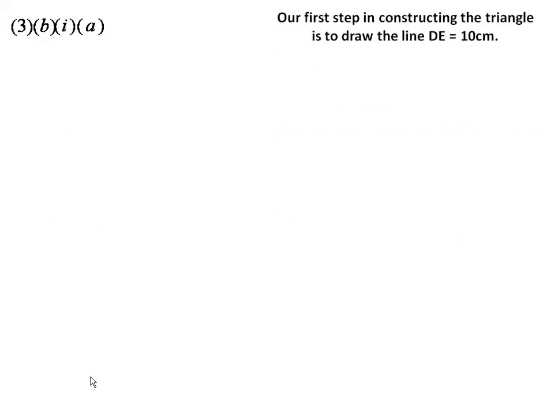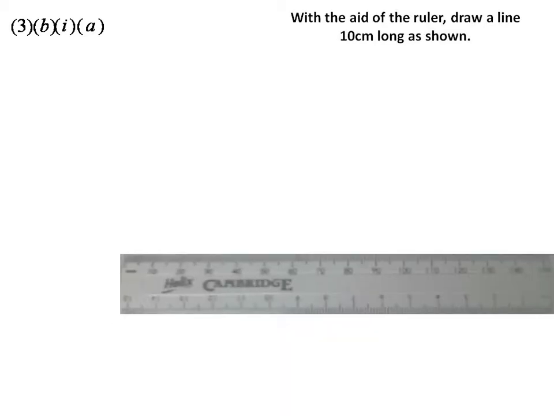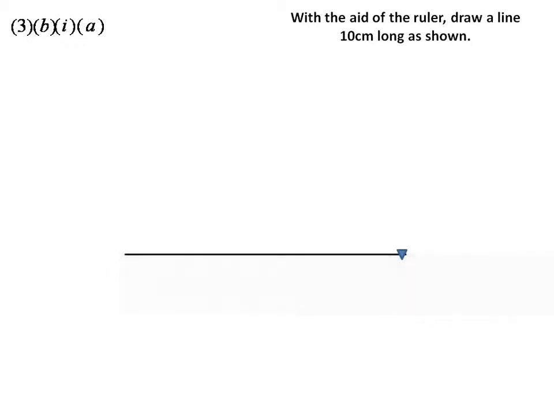Our first step in constructing the triangle is to draw the line DE, which is equal to 10 centimeters. Of course, we are constructing a triangle and we are doing that to particular specifications. So the first step is draw DE 10 centimeters. With the aid of the ruler, draw a line 10 centimeters long as shown. So there is our ruler, and we will start there and end down the road 10 centimeters, or of course 100 millimeters. Let us label those points at the end of the line D and E.